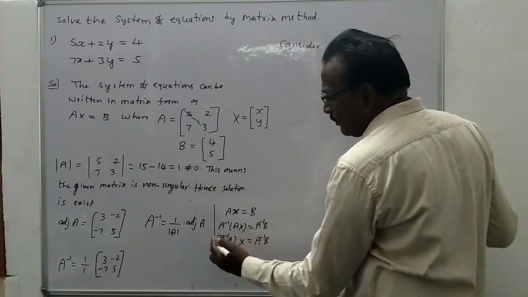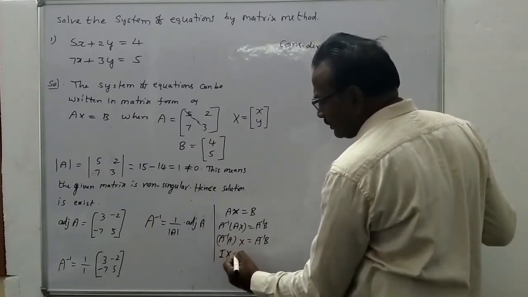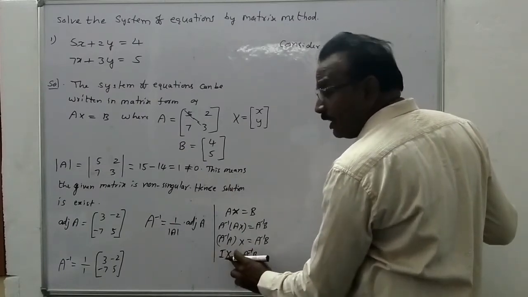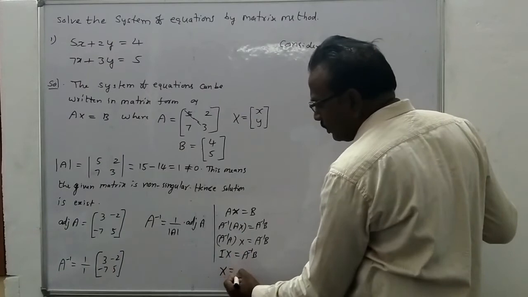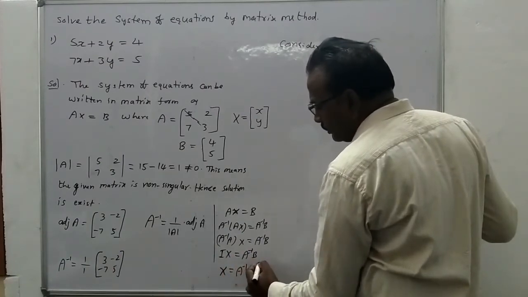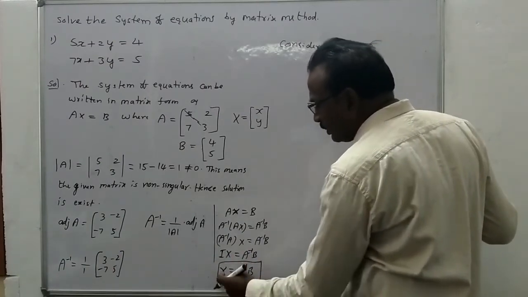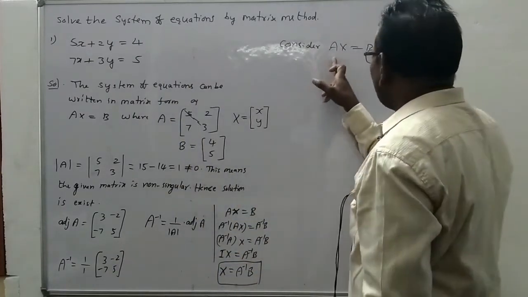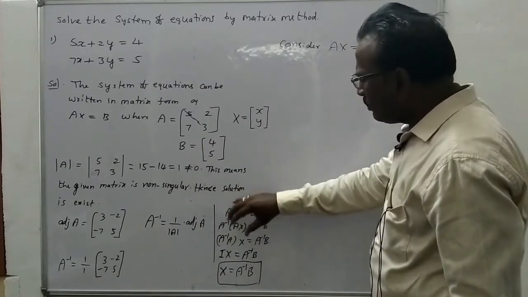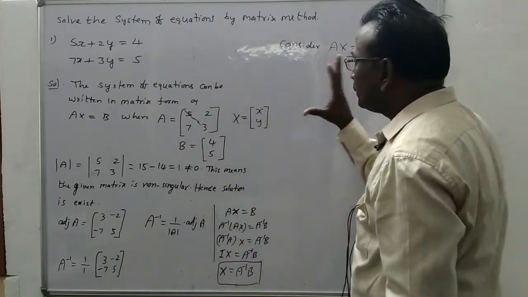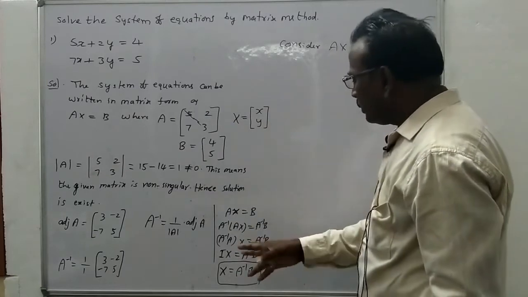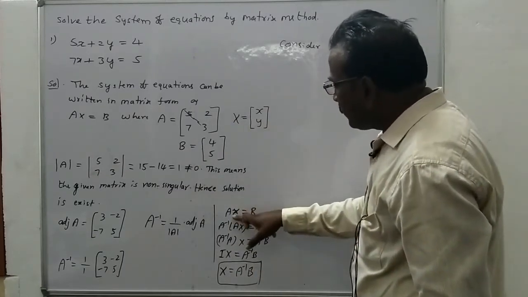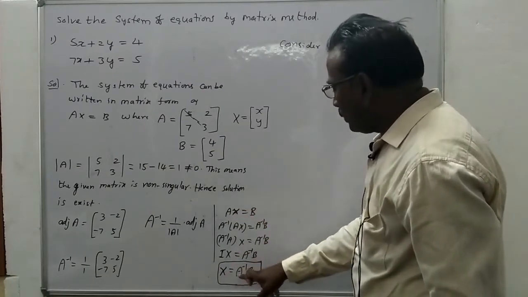A inverse into A is the identity matrix, so identity matrix into X is equal to A inverse into B. The identity matrix times any matrix gives the matrix itself, so X is equal to A inverse into B. This equation gives the solution of the given system of equations. Just observe that for the matrix equation AX is equal to B, the solution is X is equal to A inverse into B.